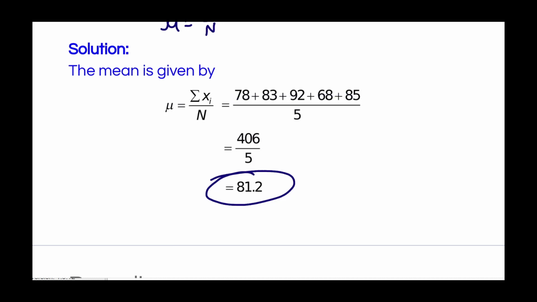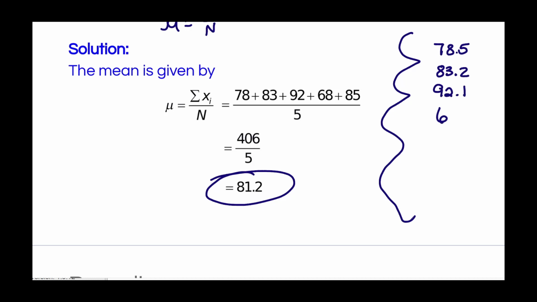Let's say we had separate data, like 78.5, 83.2, 92.1, 68.9, 85.4. I'm just making up numbers at this point. If you're wondering where I'm getting these numbers, I'm just saying hypothetically, if these were the numbers instead, and we were to find the mean, you would still add them together, you would still divide by 5, but this time you would round your answer for the mean to 2 decimal places, which is the 100th position.